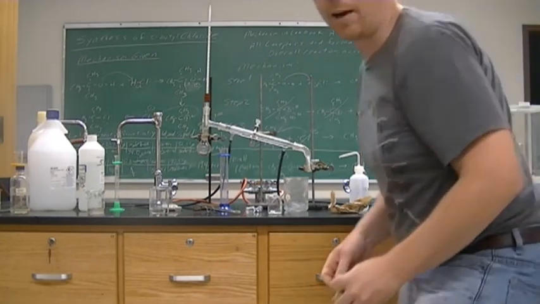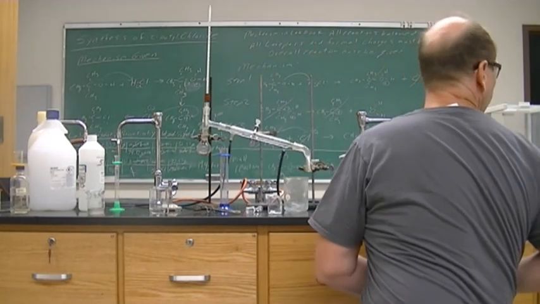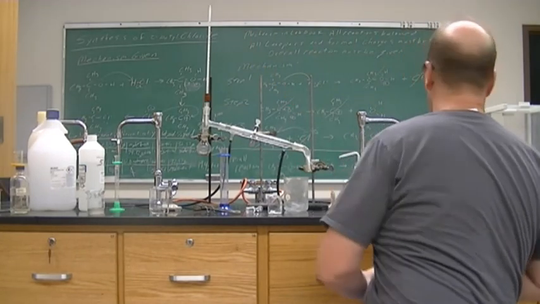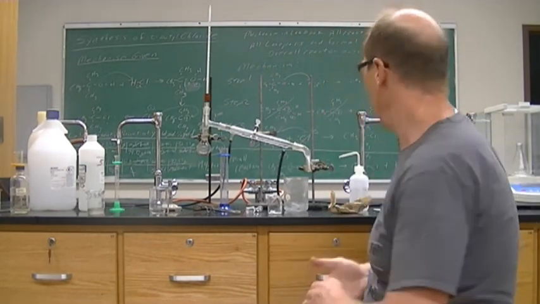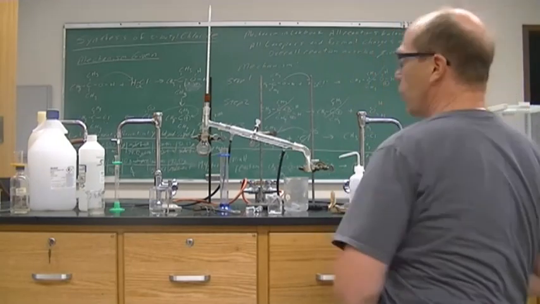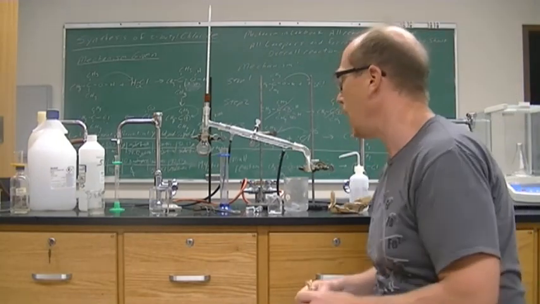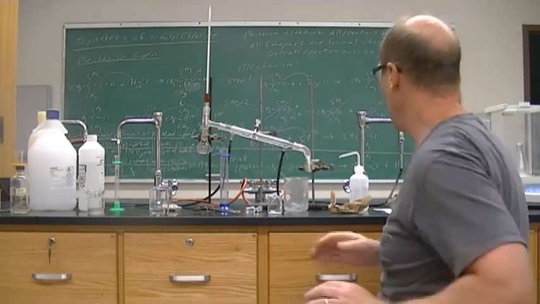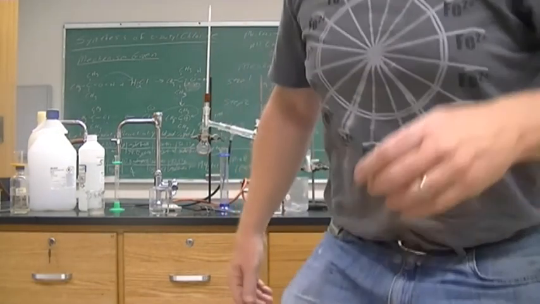the product after distillation only weighs 0.66 grams. And so the 1.64 grams is what we're going to use for our actual yield. And that is the end of the synthesis of t-butyl chloride.